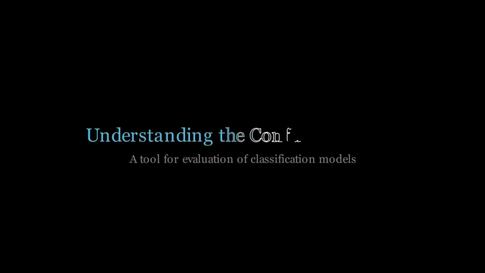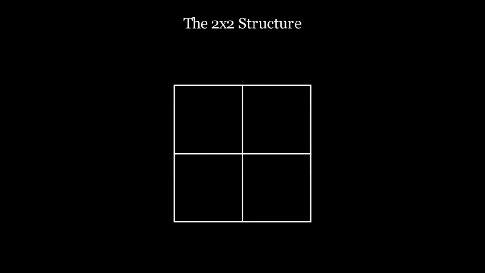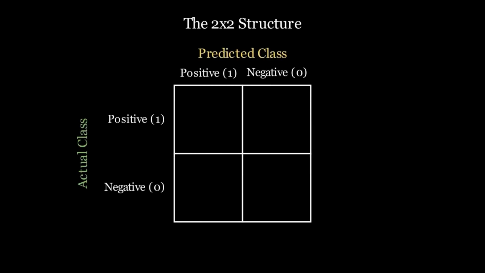In this tutorial, we are looking at the confusion matrix. It is a straightforward tool that cross-references your guesses with the actual results, so you can see exactly where your model is getting confused. To understand it, we use a basic 2x2 structure. We map the predicted classes against the actual data classes.